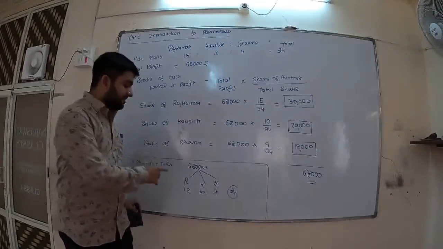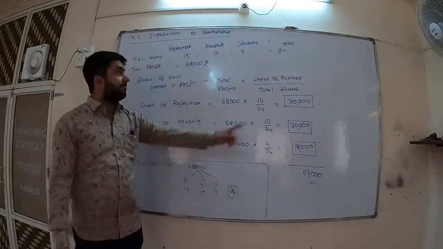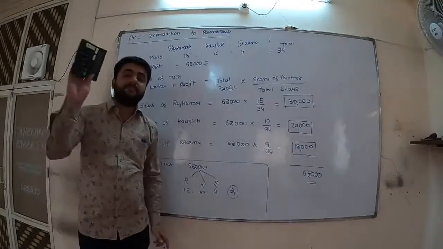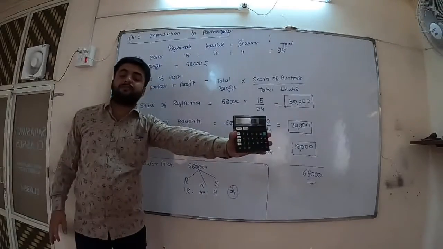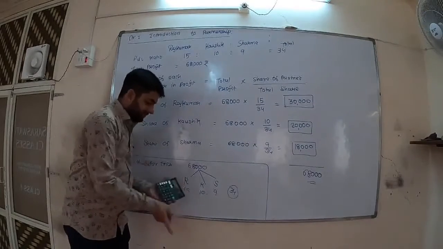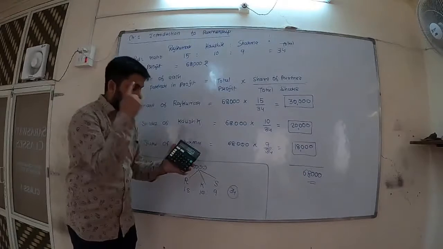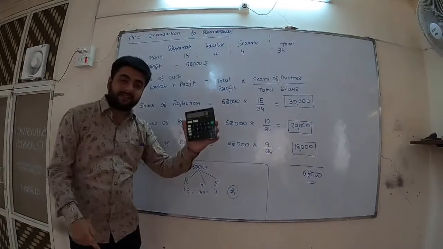What is the first step to directly determine this thing? So first write the total profit. Total profit is 68,000. Everyone has written 68,000 in your calculator. See, I have written. Okay. 68,000. Divide 34. Why 34?